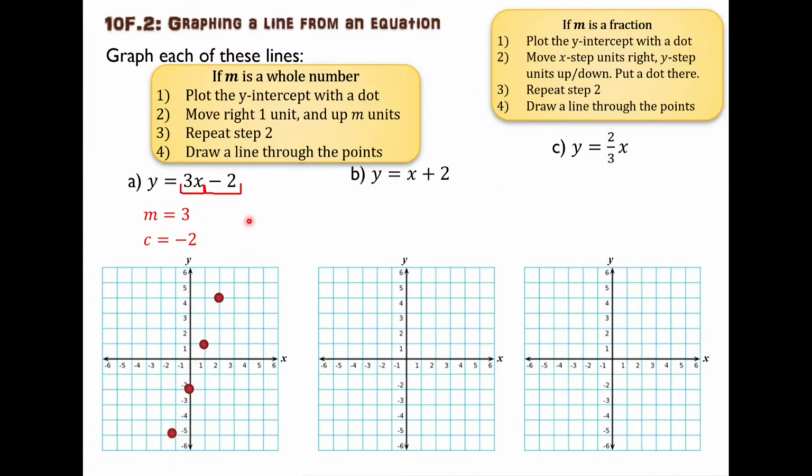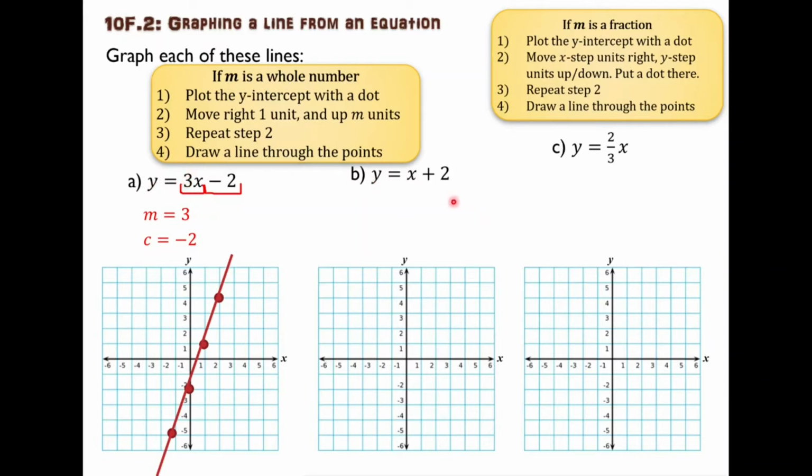You'll notice they're all on a straight line. I mean, if they're not, obviously something's gone wrong. But number 4, once you've done a few points, I would probably do about 3 or 4, you can just draw a line through them. And that is how you can graph an equation.